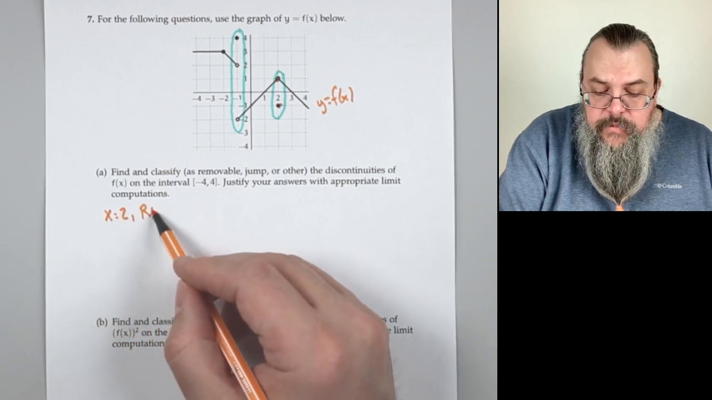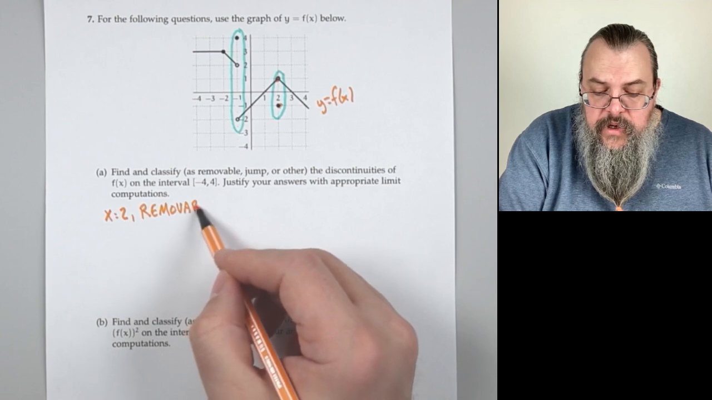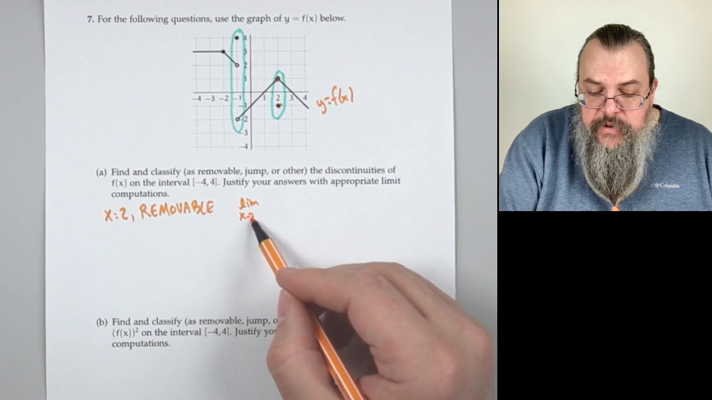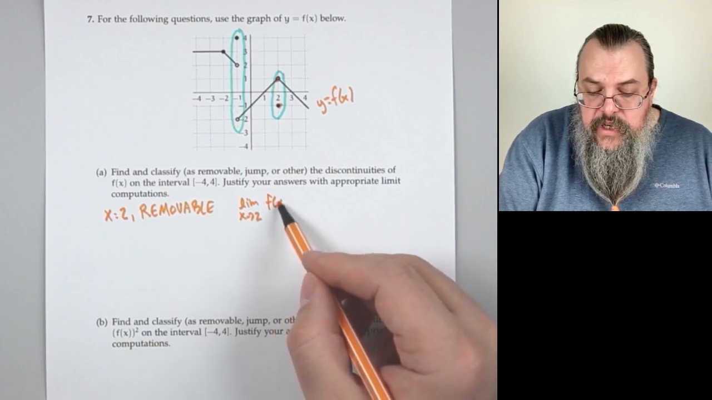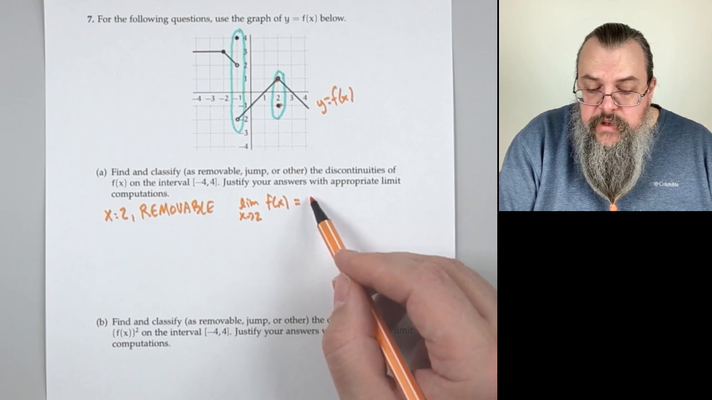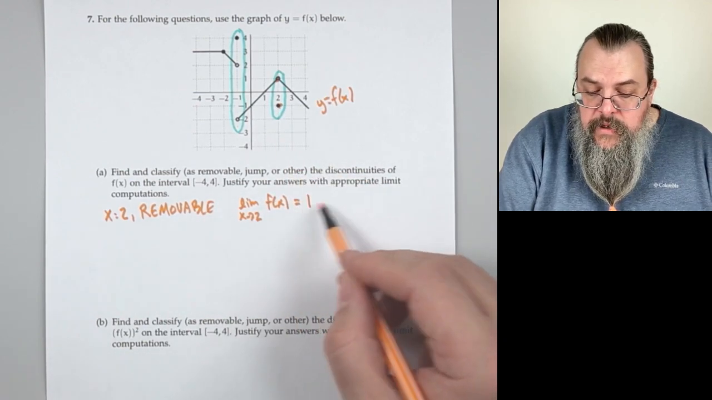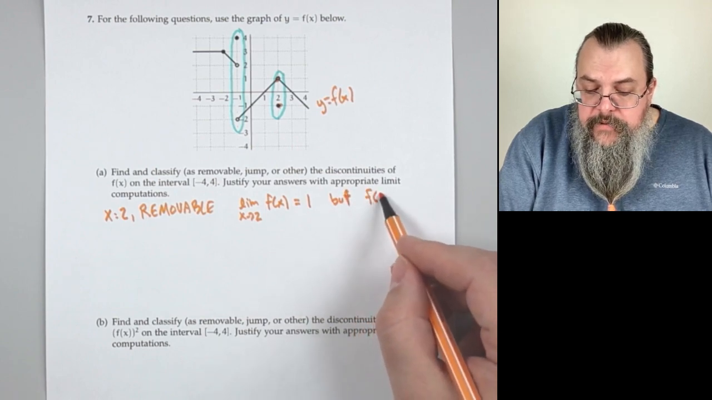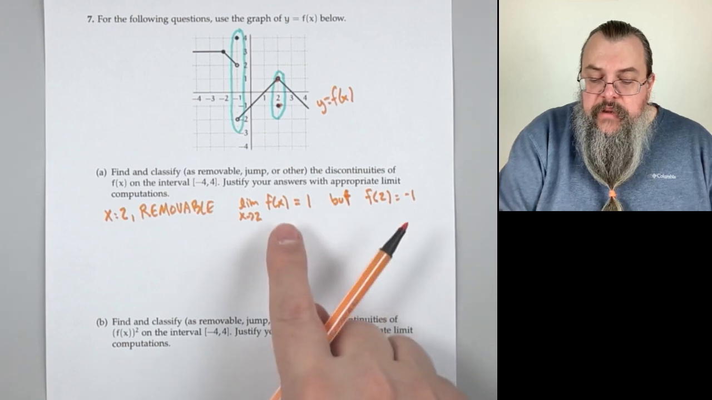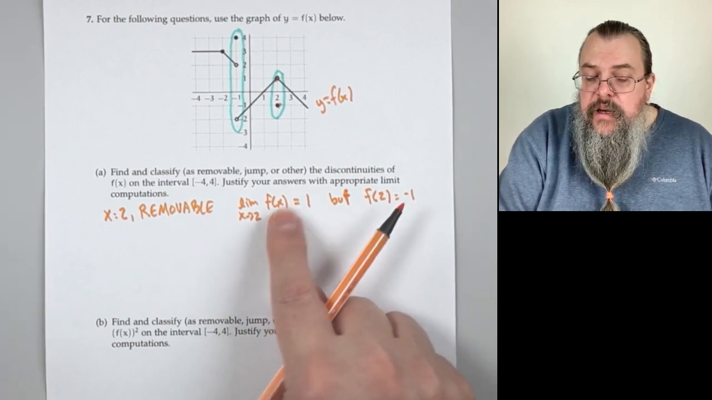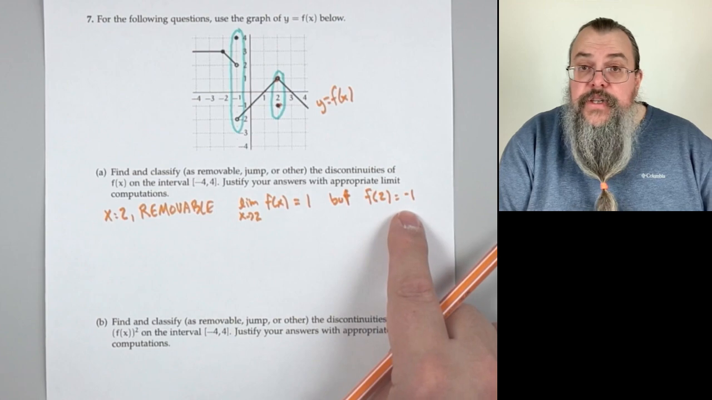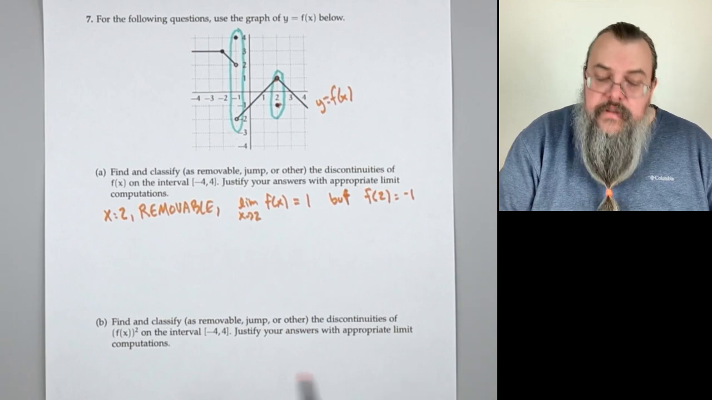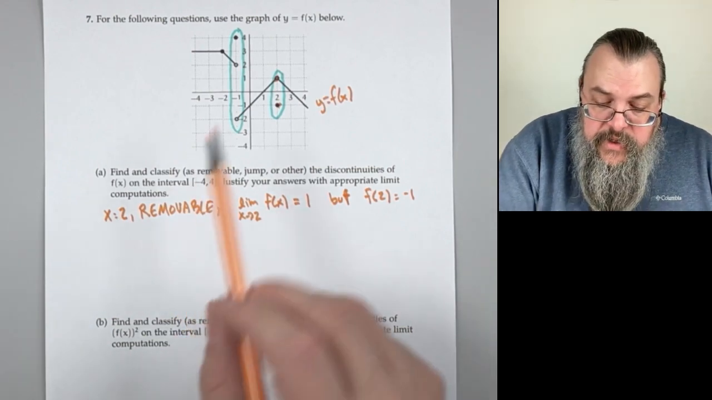We'll say it's removable. Now, why is it removable? What we need to show is that the limit as x approaches 2 of the function f of x is equal to 1, but, I got ahead of myself, f of 2 is equal to -1. So the fact that the limit exists, but the value of the limit and the value of the function disagree, is what makes it removable. All right. Now, what about -1?